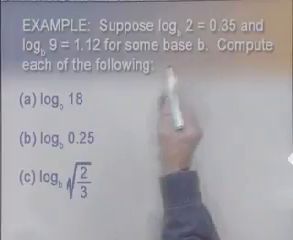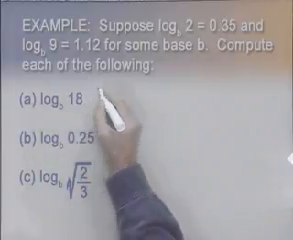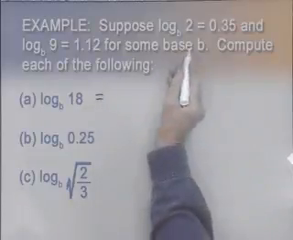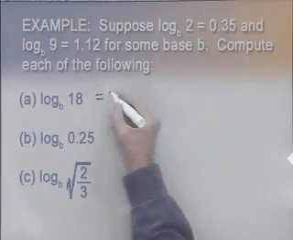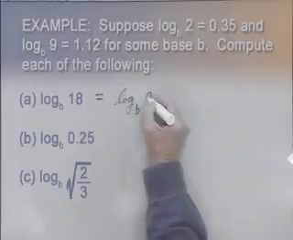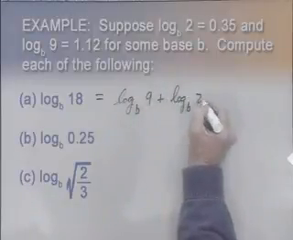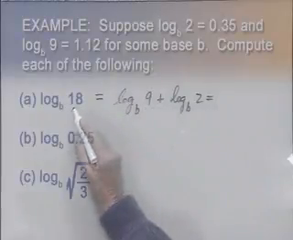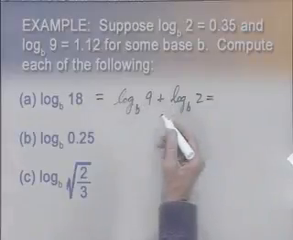So the question is to compute each of the following. What would be the log base b of 18? The log base b of 18. Well, now, we know the log base b of 2, and we know the log base b of 9, and I'm thinking that this is the log base b of 9 plus the log base b of 2, because 9 times 2 is 18. I'm thinking of factoring 18 and then writing the log of each factor separately.